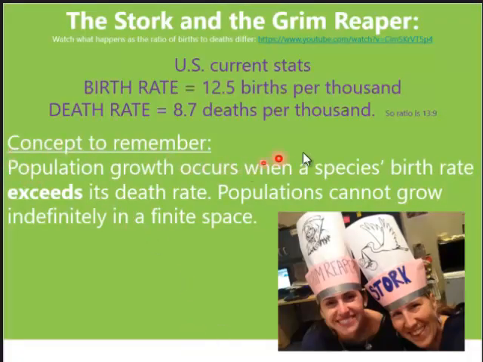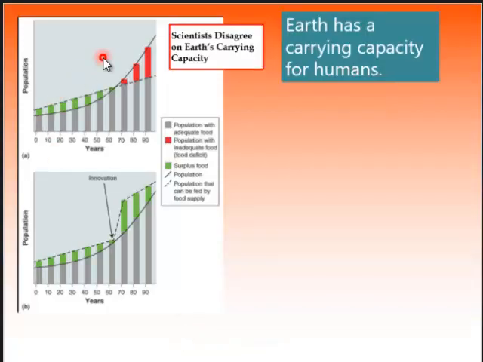All right, so this is what you need to take away right here. Population growth occurs when a species' birth rate exceeds its death rate. That is when growth will occur. And the United States' current birth rate is 12.5 births per thousand to 8.7 deaths per thousand. We have more births than deaths.